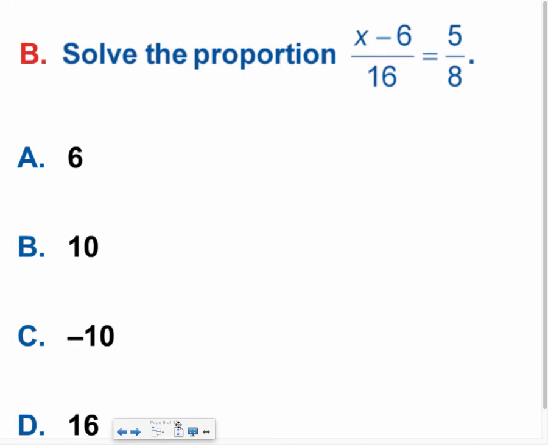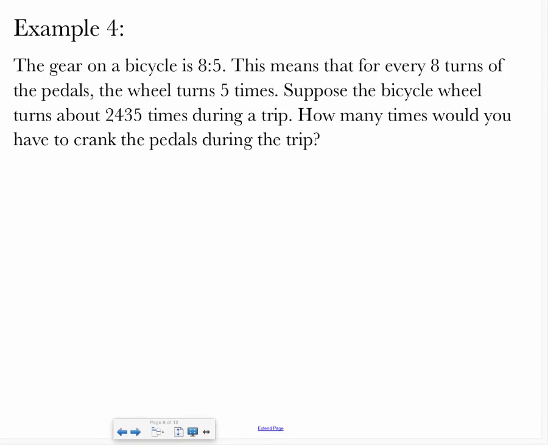Okay, hopefully you ended up with 16 as an answer. If not, be sure to ask for some help. That goes for previous examples as well. All right, let's take a look at example 4.